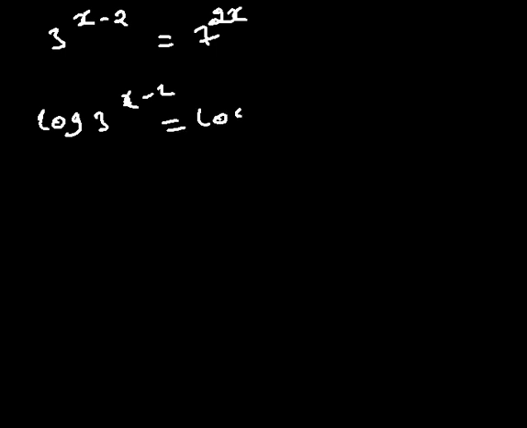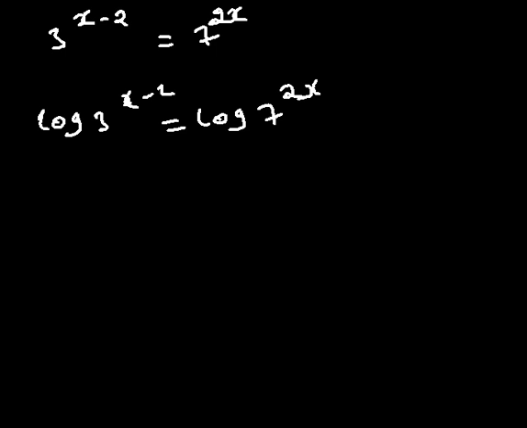Let's say we have 3 to the power x minus 2 equal to 7 to the power 2x. How do you think this can be solved? The principle remains the same. We'll have to introduce log on both sides. That gives log 3 to the power x minus 2, which is the same as log 7 to the power 2x.